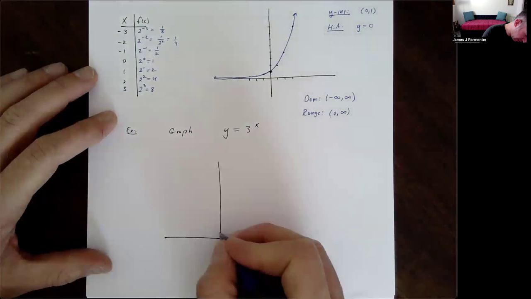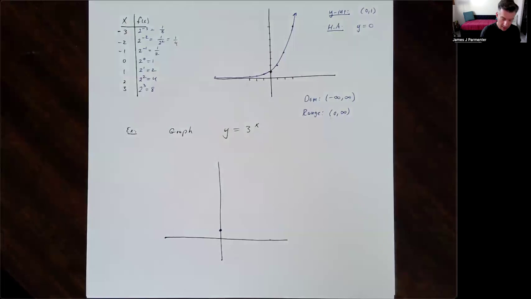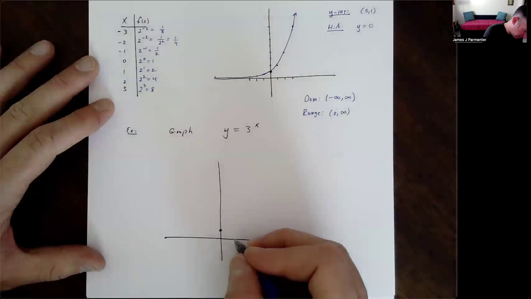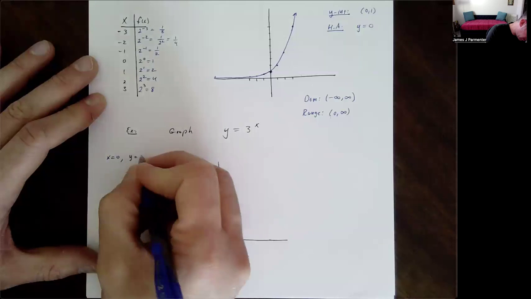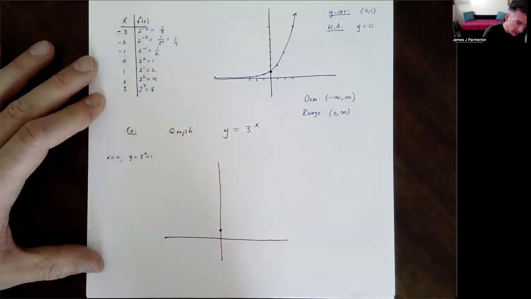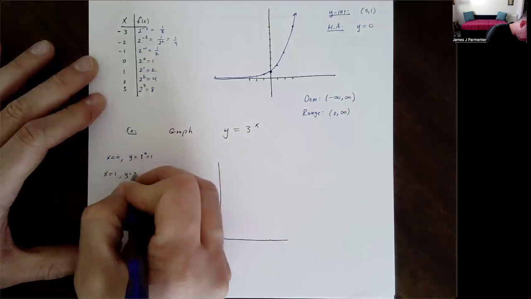So I'm going to plot the point 0, 1, because it's always good to plot the intercepts. And I'm going to plot another point. So I know that if x equals 0, y is going to equal 3 to the 0, which is 1. And if x equals 1, y is going to equal 3 to the 1, which is 3.